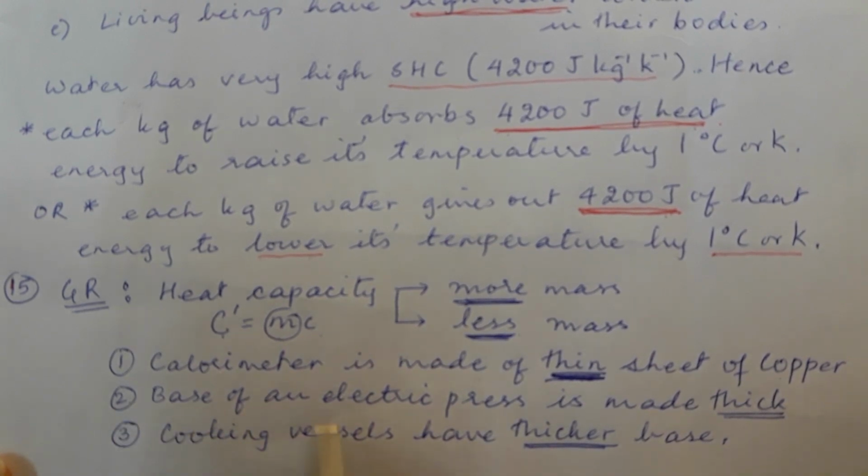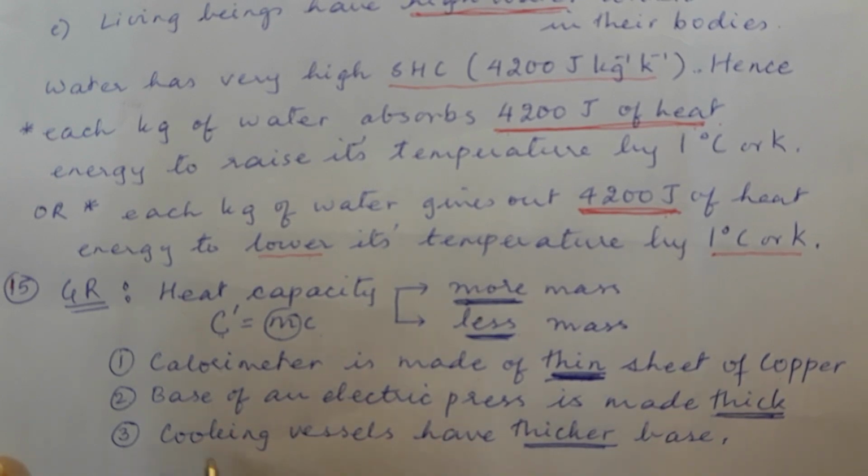Second one is base of an electric press is made thick. Now what do we say? The thick base increases the mass, so it increases the heat capacity, and so it takes more amount of heat to raise its temperature by 1 degree C, as well as it liberates more amount of heat to lower its temperature by 1 degree C, and so it remains hotter for a longer time.